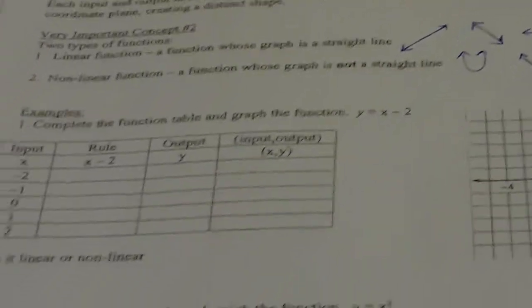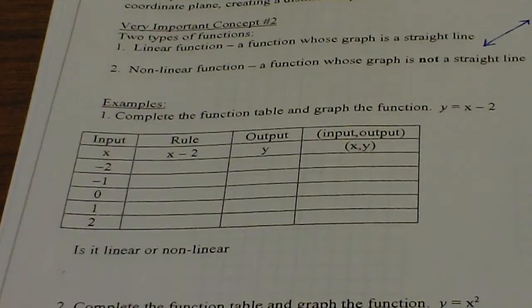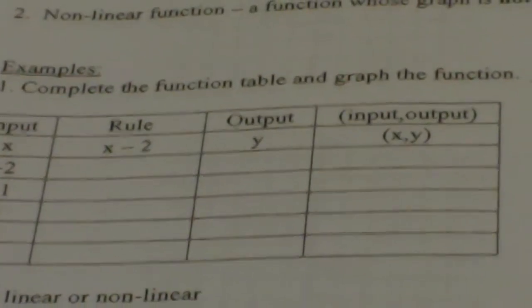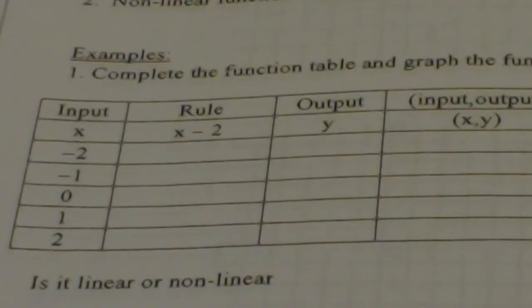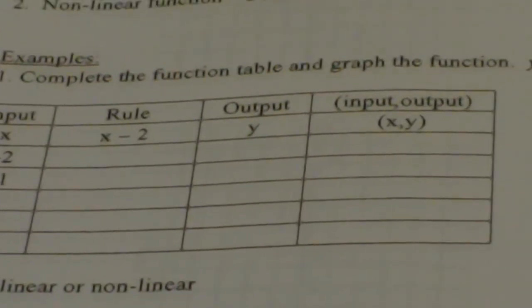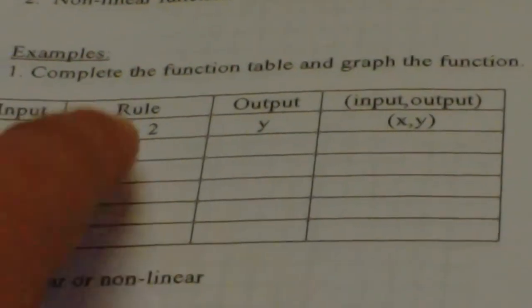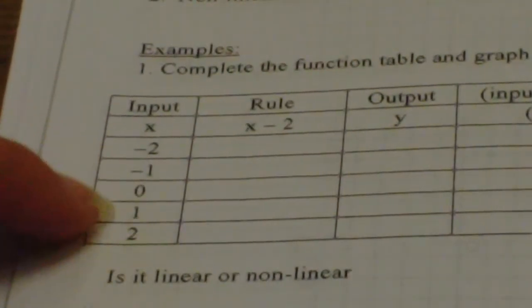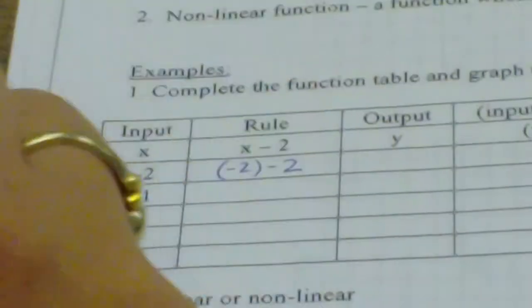So today, right now, I'm going to quickly show you how to put all of this together. Some of this is going to be old material, and it's not going to be hard. So I'm going to zoom in so you can see with me. All right, you have this function table, and it says complete the function table and then graph the function. So our rule is x minus 2, and you see our domain values over here, our input values. We put these in with parentheses.